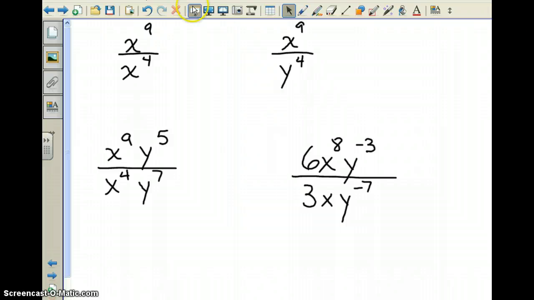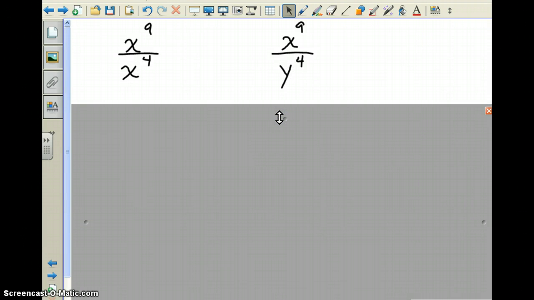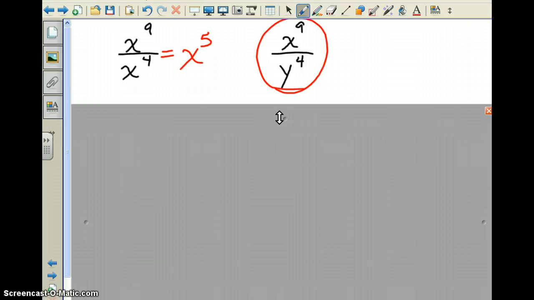So let's start with x to the 9th divided by x to the 4th. Bases are the same, so that will be x. And when I subtract the exponents, 9 minus 4 makes 5. Now the next fraction here, x to the 9th divided by y to the 4th, we cannot subtract the exponents because the bases are different, so that will remain x to the 9th over y to the 4th.